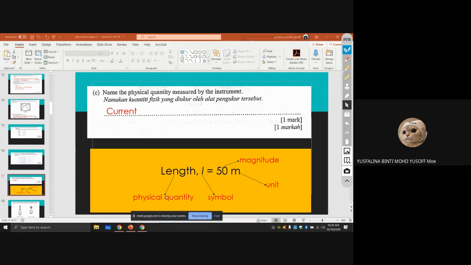Let me give you an example of how to differentiate. The physical quantity is the name of the thing that you measured. Then the symbol, so this one is L. The number here is the magnitude, and m is the unit, which is meter. So if they ask for the SI unit, you put the unit, meter. But if they ask for the physical quantity, it means the type of measurement that you read. So we move to the next one.